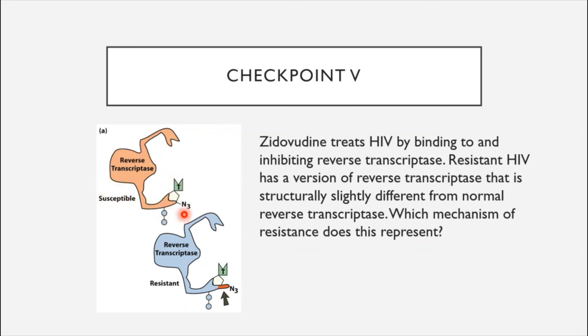This is the binding site for zidovudine. Resistant reverse transcriptase has a structural difference which prevents zidovudine from binding. So which mechanism of resistance that we just went over does this represent?